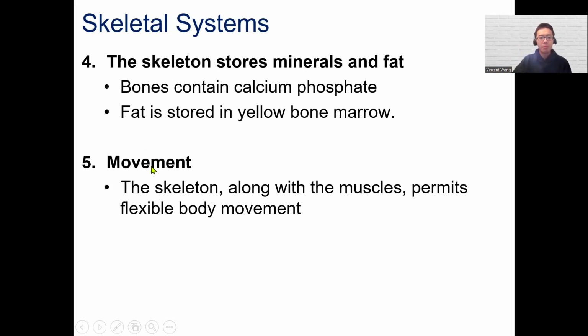And finally, movements, right? The muscle is going to pull on our skeleton, and the skeleton forms these articulations or these joints that allow different kinds of movement. So, moving your head from side to side, that's a pivot joint. Your elbow moving, that is going to be a hinge joint. So these different kinds of joints, different kinds of articulations, permit movement.